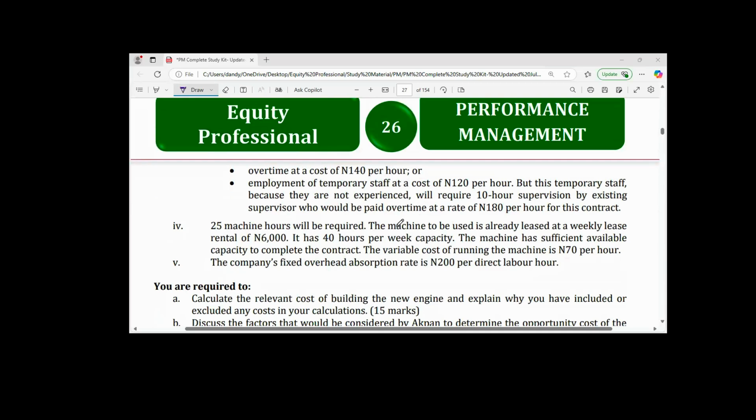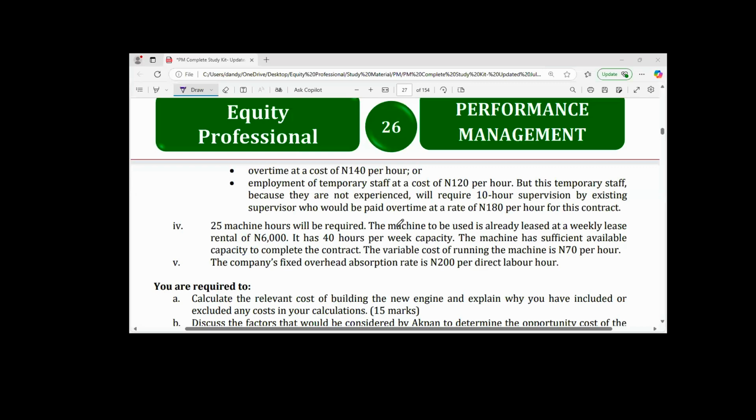The additional hours required will be sourced by either overtime at a cost of 140 naira per hour, or employment of temporary staff at a cost of 120 naira per hour. But these temporary staff, because they are not experienced, will require 10 hours of supervision by an existing supervisor, who would be paid overtime at a rate of 180 naira per hour for this contract.